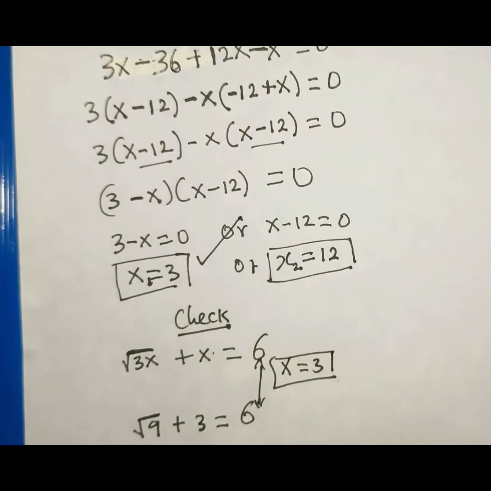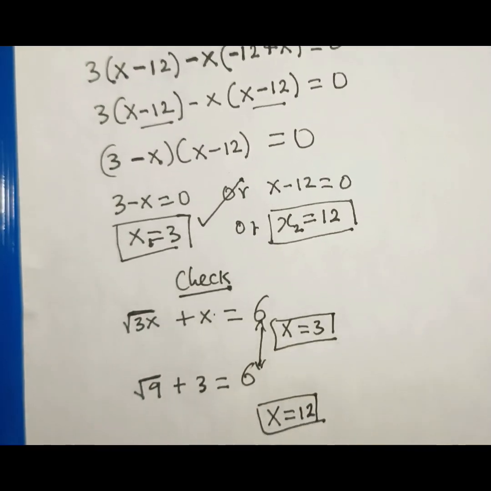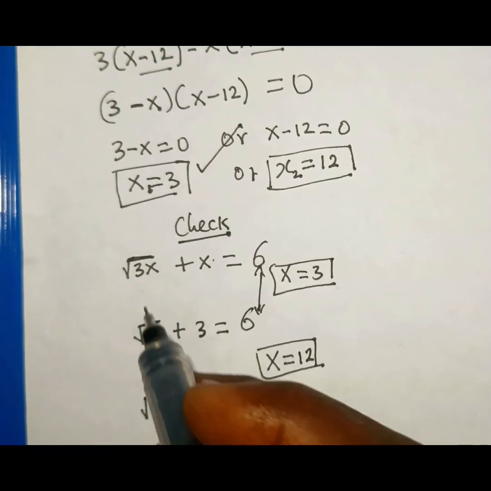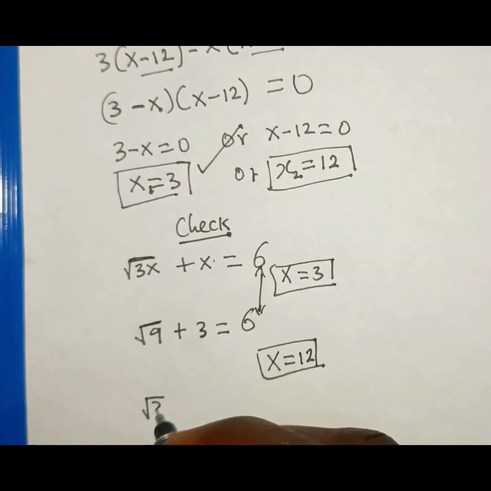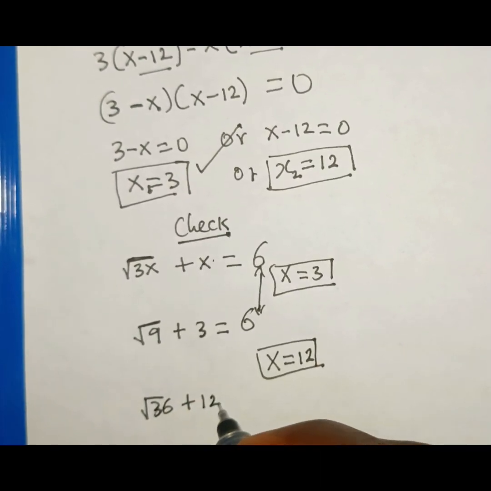Now let's see the second value of x, which is what? x equal to 12. Let's see if it's going to satisfy the equation. So now, anywhere we see x, we're going to replace it with 12. So this is going to be what? Square root of 3 multiplied by x, which is the same as 3 multiplied by 12, is going to give us 36, plus x, and x is the same as 12.